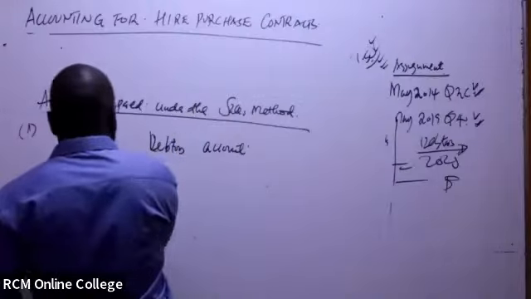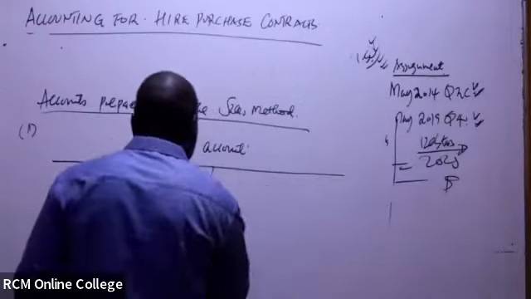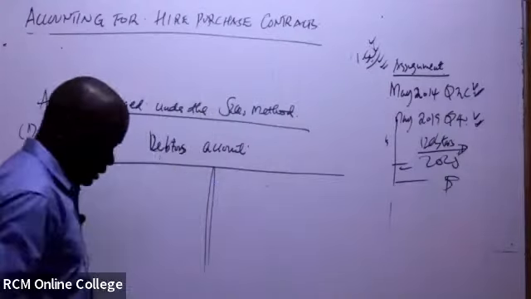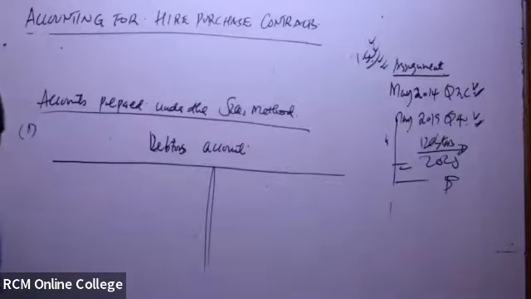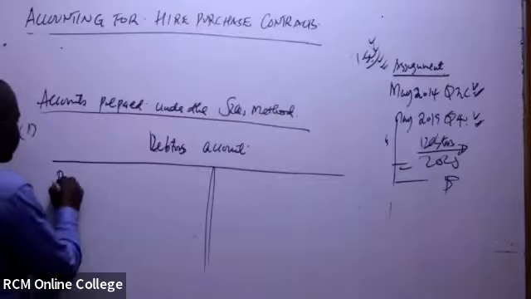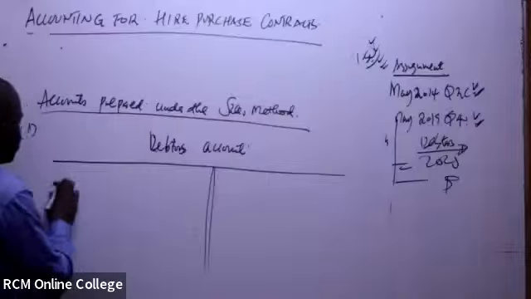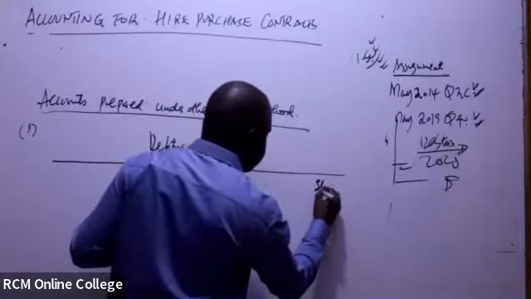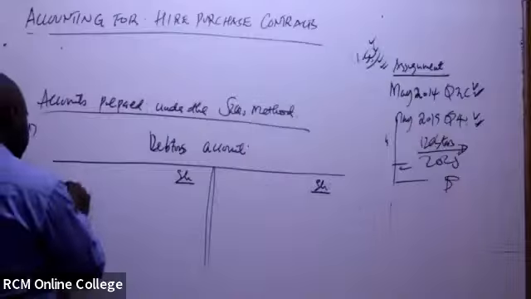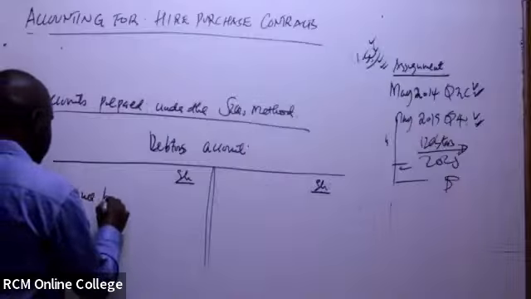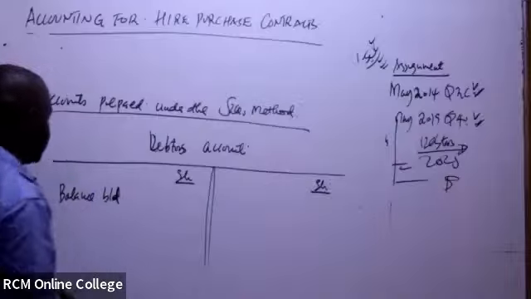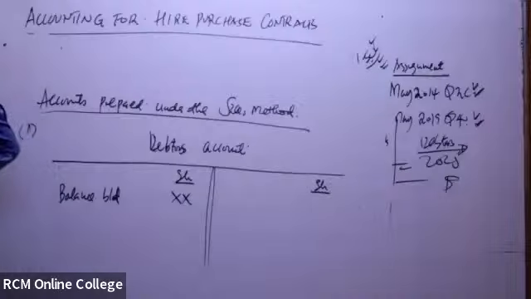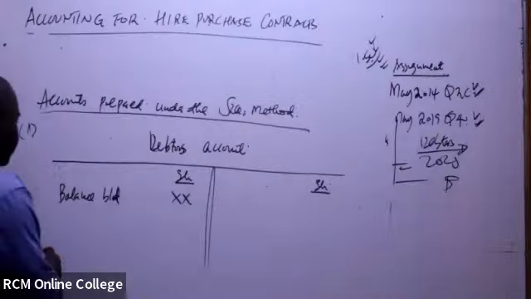It will likely look like this. We'll have the debtors account. We can have the balance brought down. Then we can have the sales that you've actually made on higher purchase.